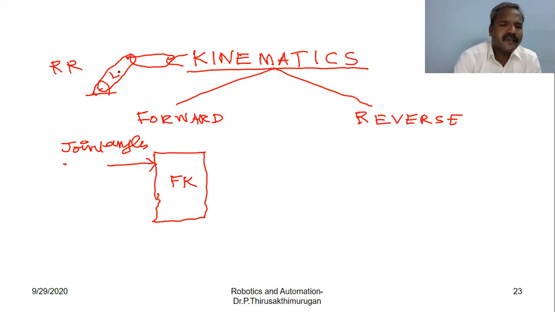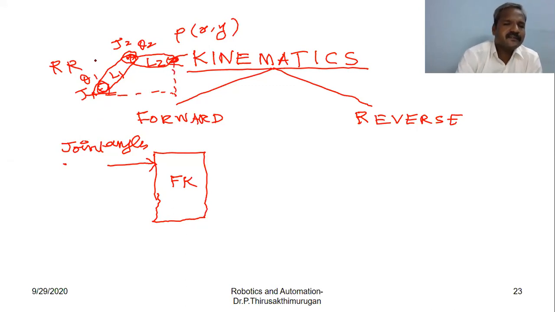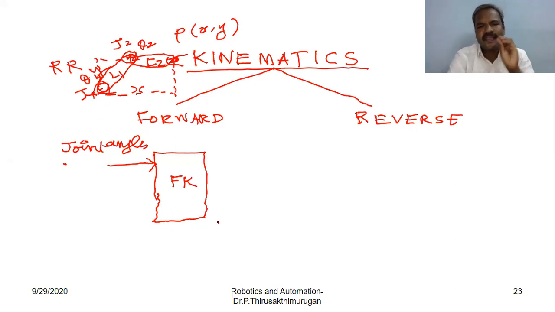Let us assign L1 as link 1, L2 as link 2. This joint is joint 1 with angle theta 1, and joint 2 has angle theta 2. This is the end position. P is described with X and Y. X is the distance of the end effector in the world coordinate. So this is X, this is Y.